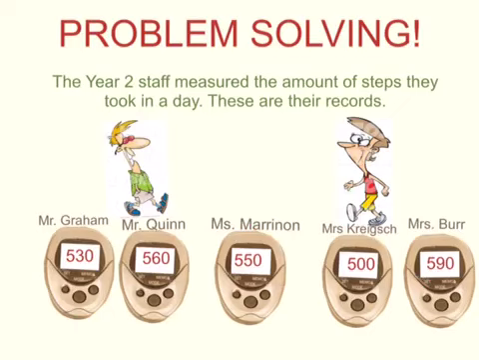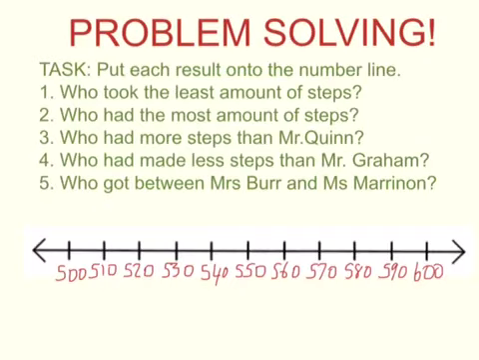Absolutely spot on. It is Mr. Quinn because he is 550, 560. So we'll put Mr. Quinn at 560, and then after Mr. Quinn at 560 is Mrs. Burr at 590. These numbers on the bottom here weren't in the correct order. We had 530, 560, 550, 500, and 590. They need to be. So the task says put each result onto the number line.